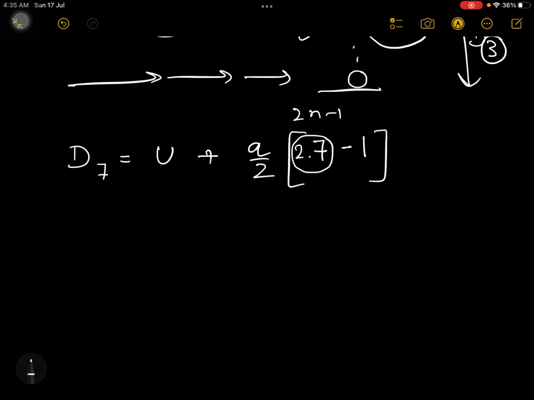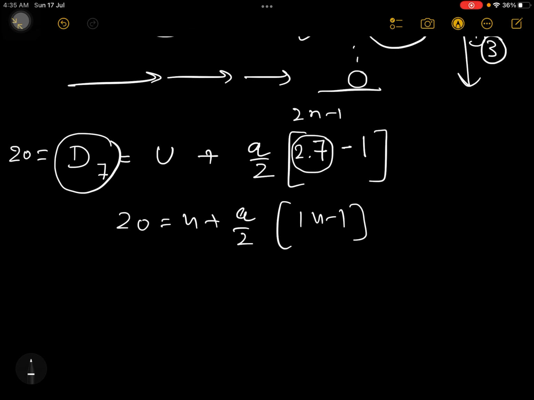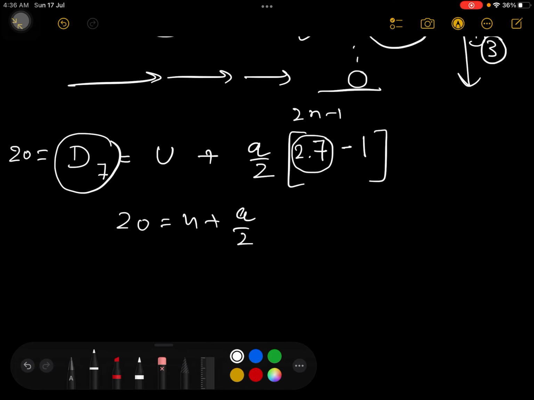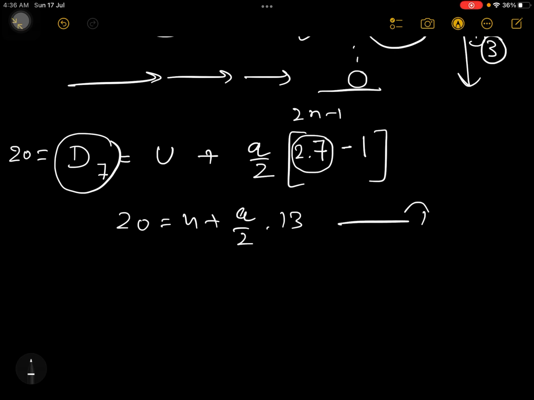Okay, clear? Now this d7 is how much? This d7 is given as 20 meters. So you got 20 is equal to u plus a by 2 into 14 minus 1, which is 13. So better you erase everything and write here into 13. Put this as equation 1.